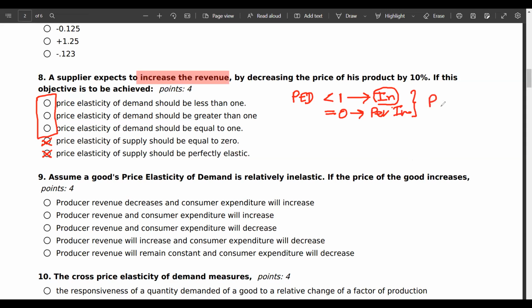So price and producer revenue, in that case, will have a positive relationship. If the producer decreases their price, what will happen? Producer revenue will come down. So there is a positive relationship between price and producer revenue if the PED is less than 1 or 0. If the PED is, for example, equal to 1, unitary elastic, then that is unitary elastic.